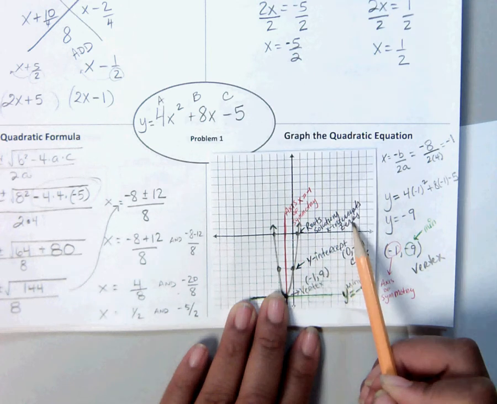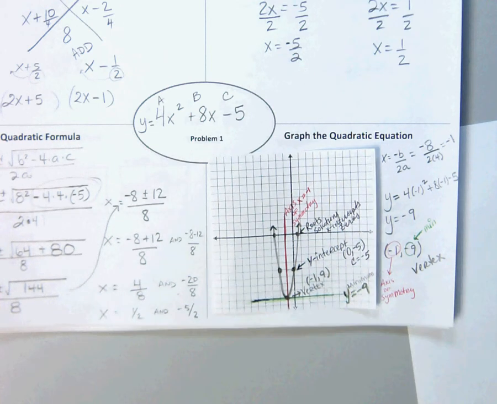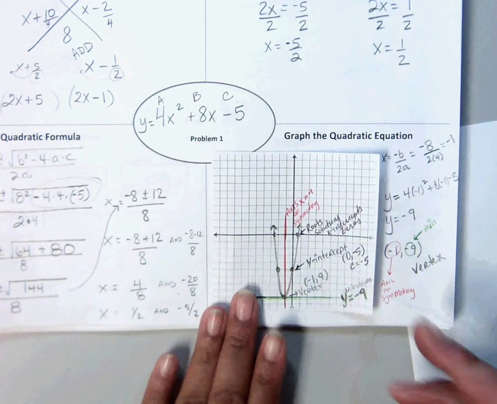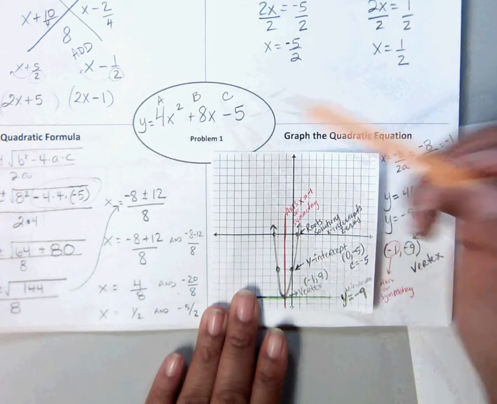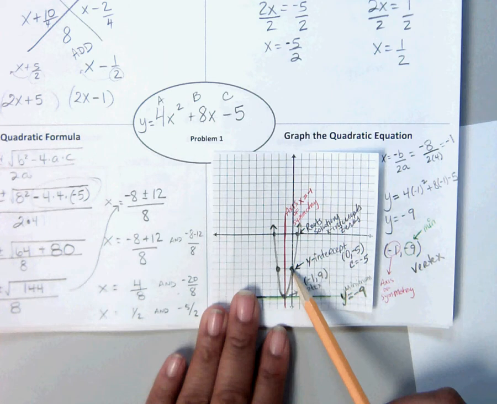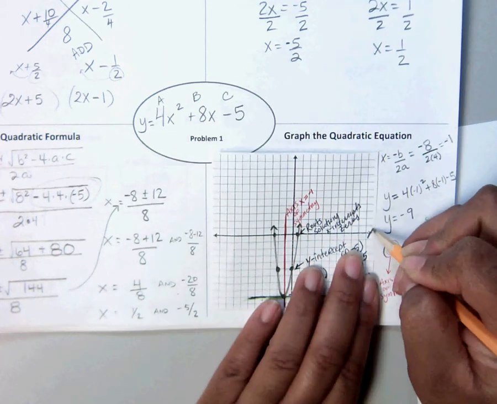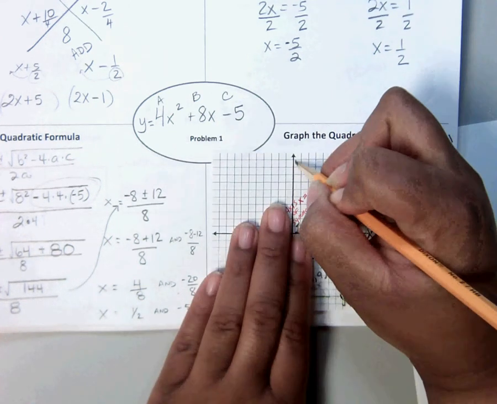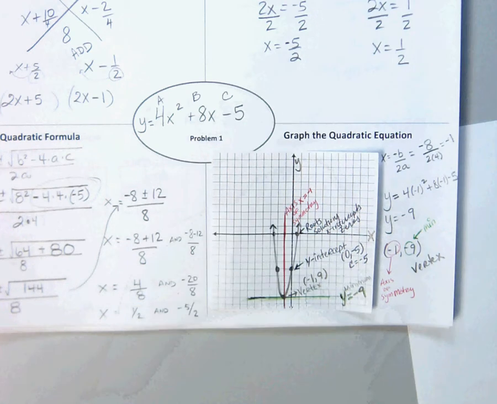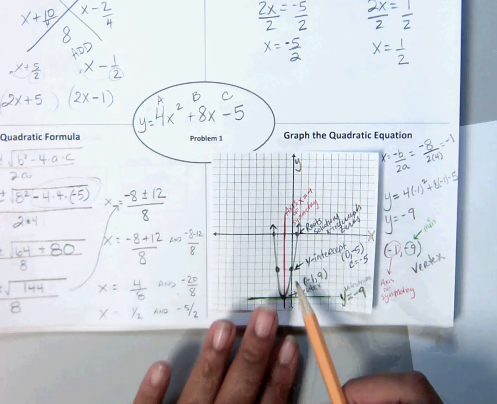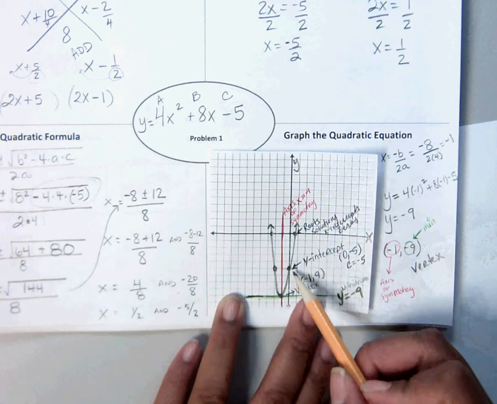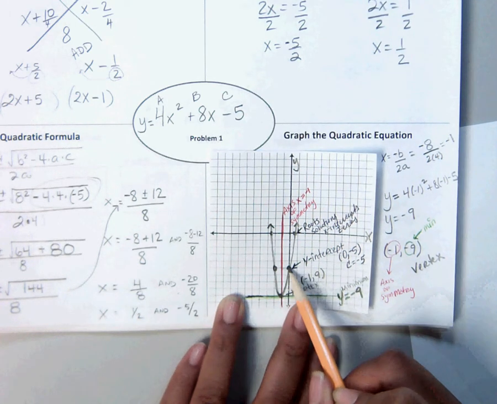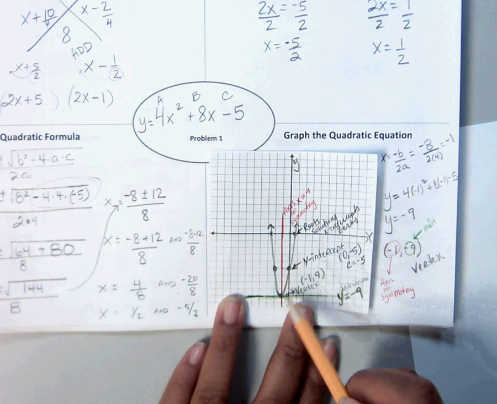And I labeled. Now I graph the y-intercept. Well, the y-intercept is always the value of C. So I plot negative 5 on the y-axis. So I'm going to write an x here and a y here because that should have been on there. And this is the y-intercept. Okay, now let's find the vertex.